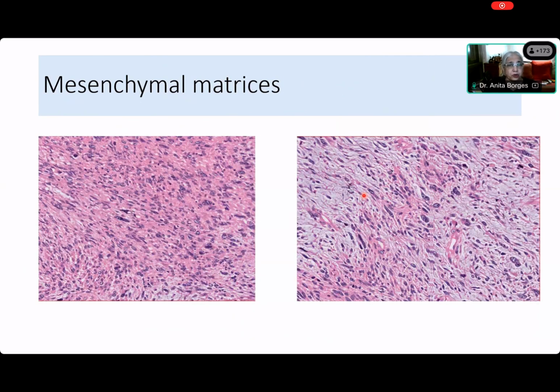Now, I'm not going to waste a lot of time on this, but just as you have patterns of growth, you have different matrices, and a matrix is an extracellular substance that is in the stroma, because you know that there can be an extracellular substance that is inside a lumen. In that case, we don't call it a matrix. What do we call it, Saida? If you have an extracellular material that is inside a lumen, we don't call it a matrix. What do we call it?